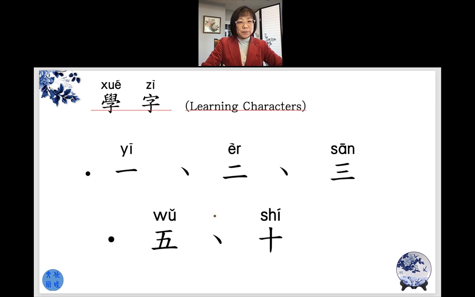Fourth character, wu, wu, wu. The last character, shi, shi, shi, shi.